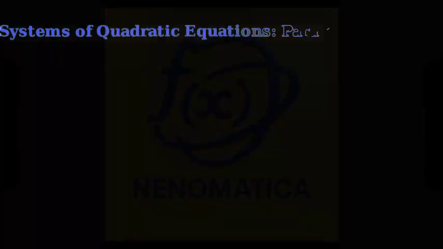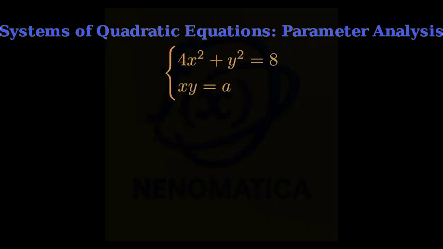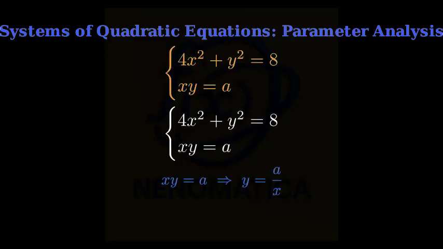In this lesson, we will analyze a system with a parameter and find for which values of the parameter the system has real solutions. Here is the system. Our goal is, for which values of a does this system have at least one real solution pair x and y. First, isolate y from the second equation. From x times y equals a, we get y equals a over x, provided x is not 0. We'll handle x equals 0 implicitly by the algebra that follows.